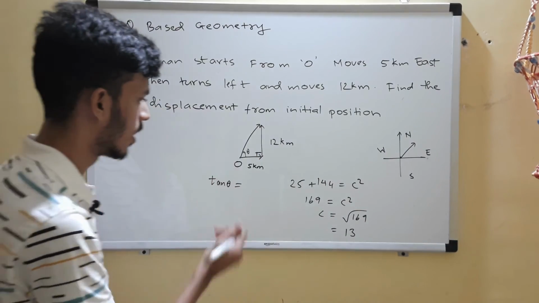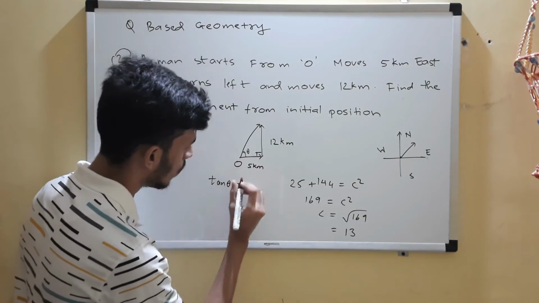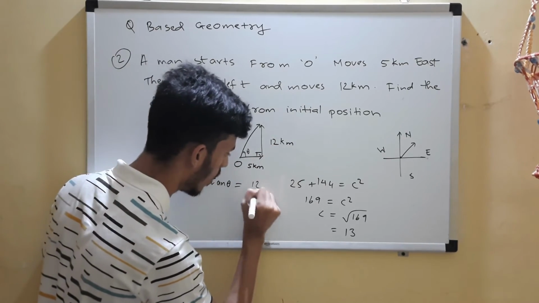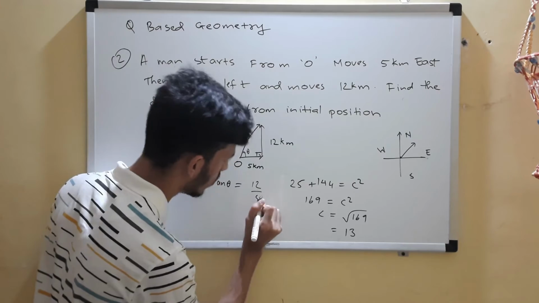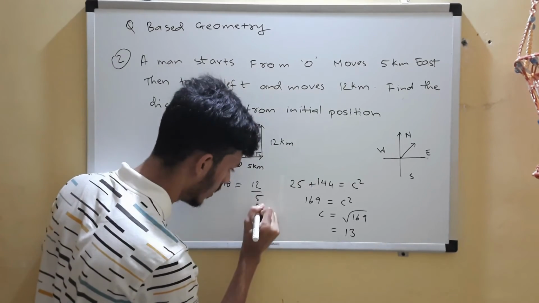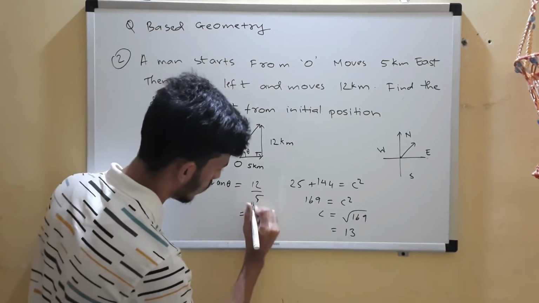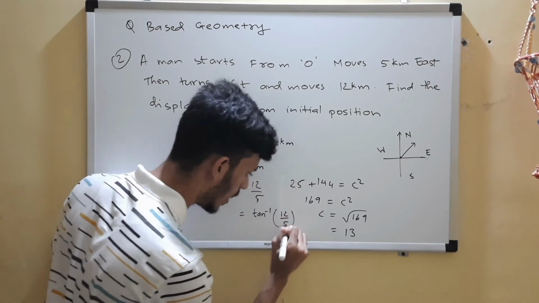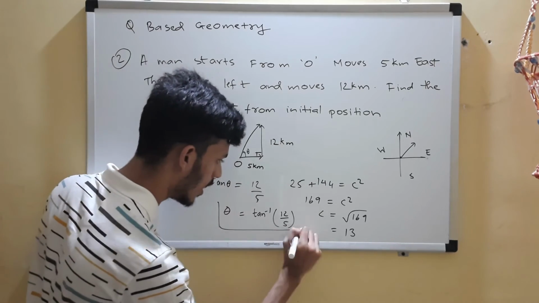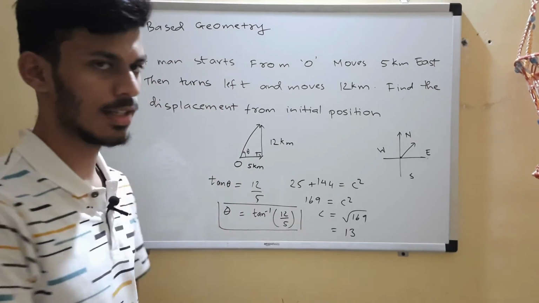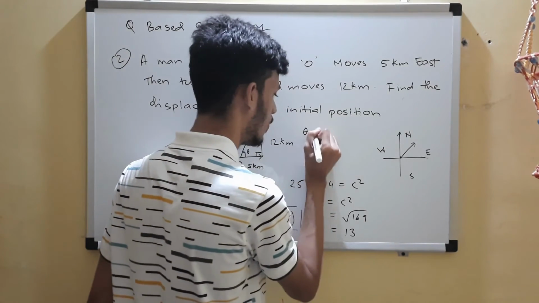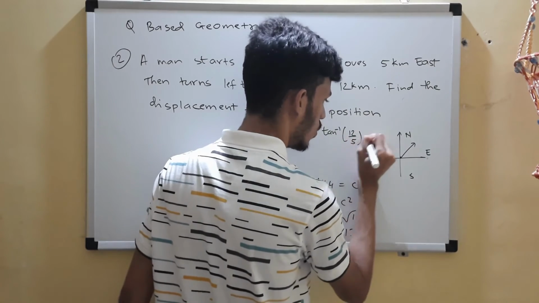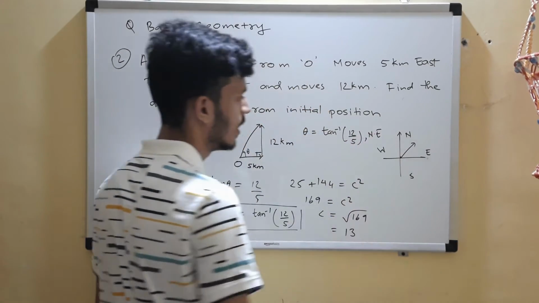So for direction, if you want this theta angle, what angle it's making from that east line, then you have to write tan theta. Tan theta is opposite upon adjacent. So 12 upon 5, that does not cancel. So tan inverse, I hope you know inverse trigonometry from your math. So theta is tan inverse 12 by 5 northeast, if you want to specify the direction.